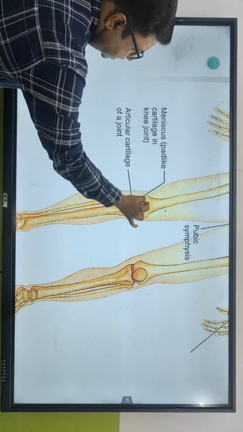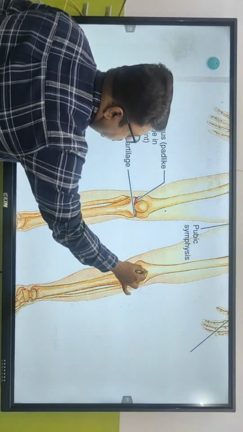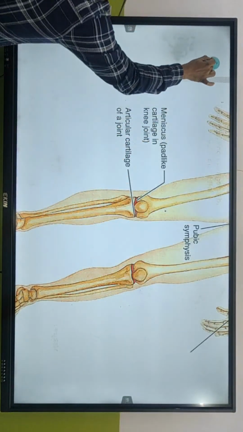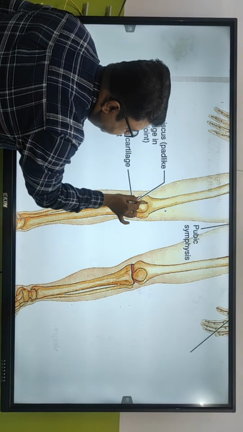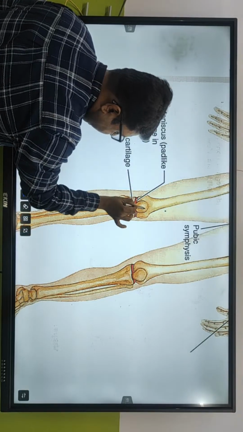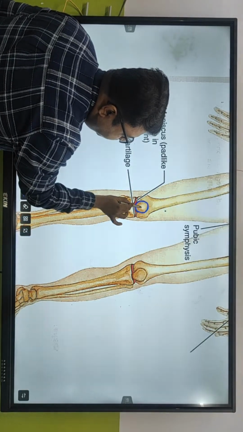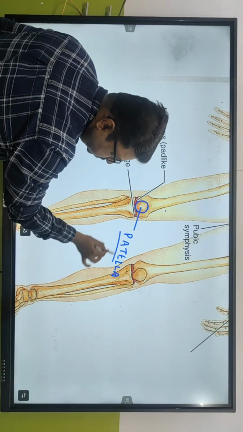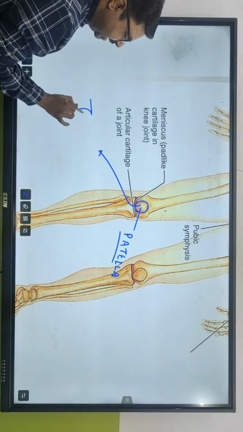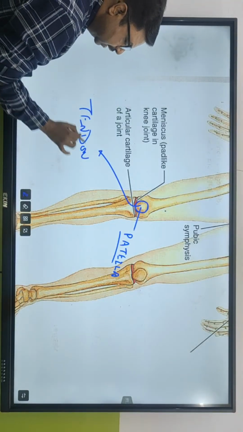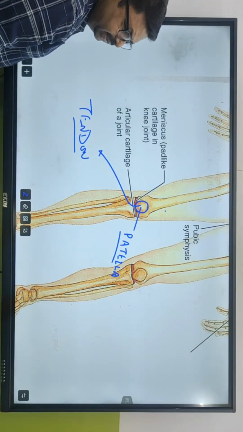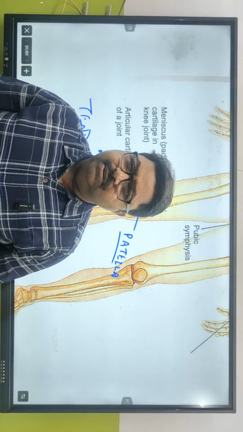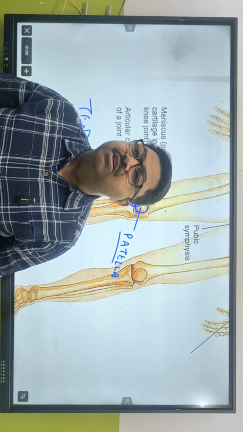I think you know about this. What is this? This is the patella, the knee joint. And very, very important, let me tell you about this. We call the patella the knee bone, but actually it was a tendon initially, when you were small. And the moment you started walking and stood on your feet, the patella became functional.